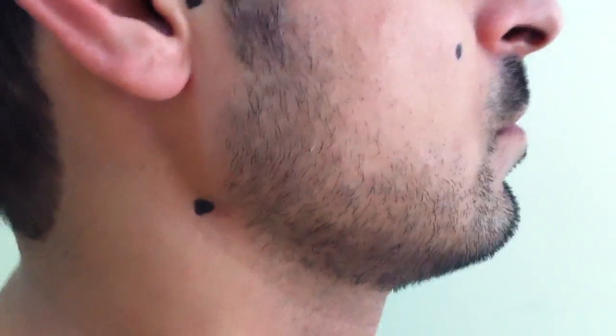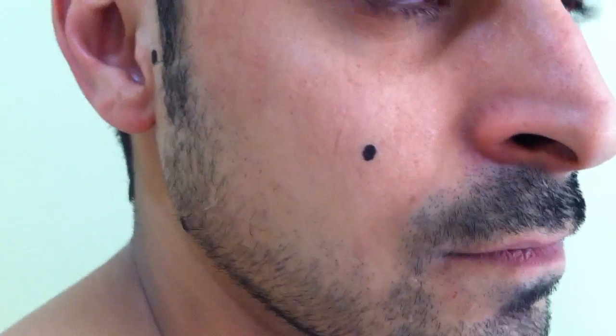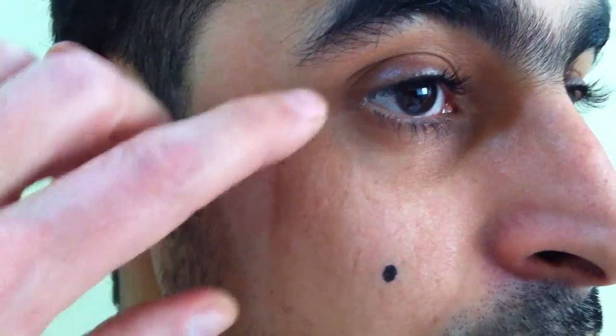Small intestine 18. Small intestine 18 is the meeting point of the small intestine and sanjiao channels. It is located directly below the outer canthus in the depression at the lower border of the zygomatic bone. This is small intestine 18.